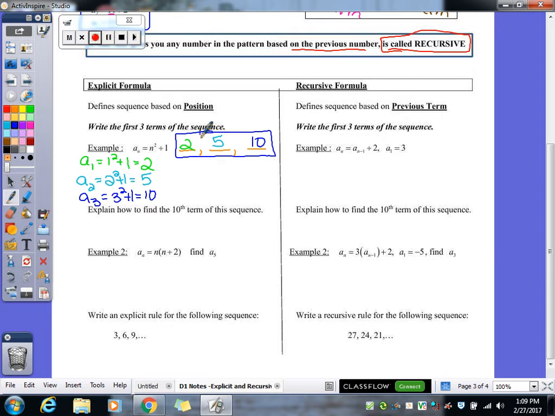So with this formula, explain how to find the 10th term. That phrase explain means you have to write words. On your Regents exam, when you see explain, you got to write words. So how would we find our 10th term? What would we do? Plug 10 in for n and then simplify.